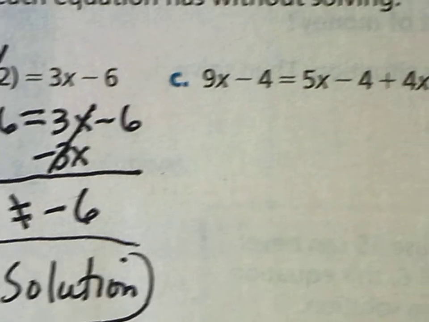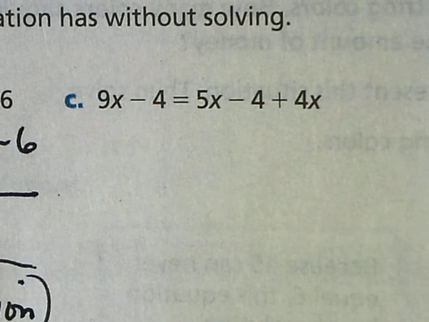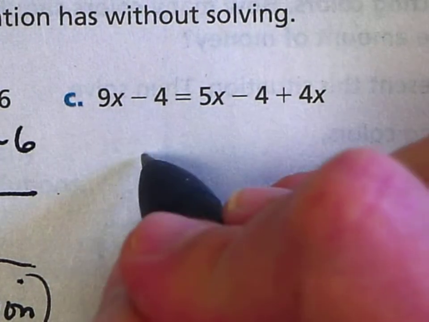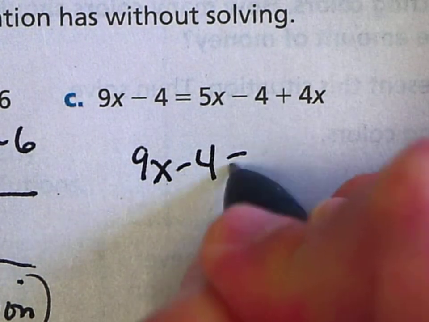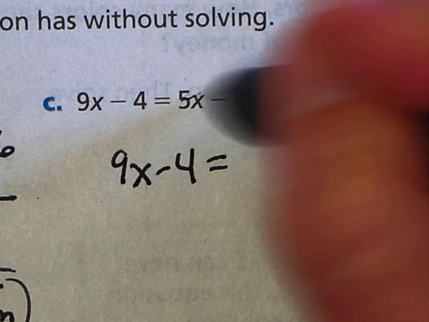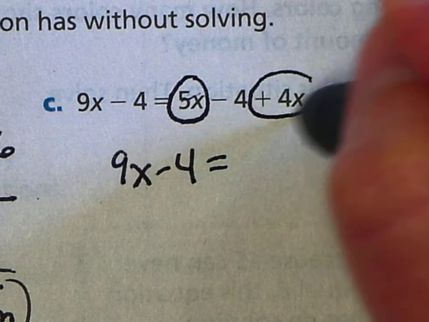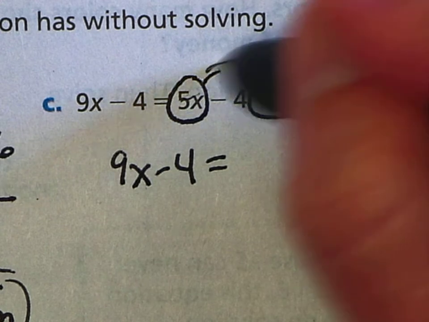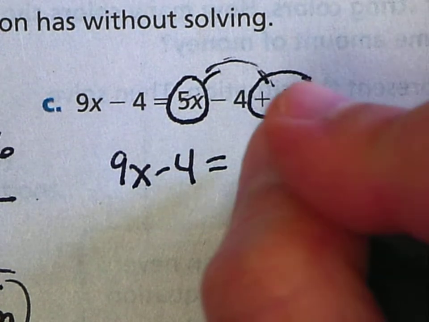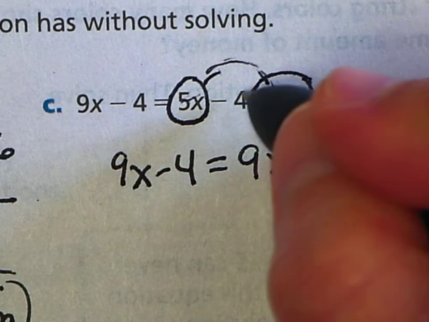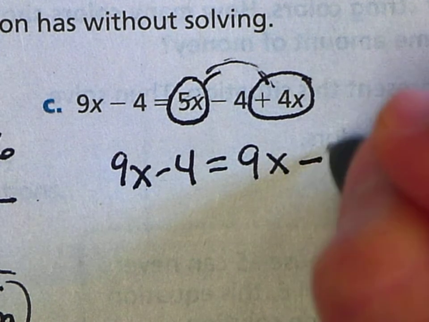Okay, let's solve the next one and see what happens. So I have this 9x minus 4 on the left side. And now I do see I have a 5x and a 4x. That's a positive 5x and that's a positive 4x. So I just need to add those two together. 5x plus 4x is 9x. And then I have this minus 4 left.